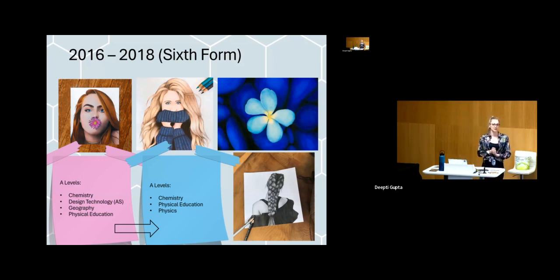Basically, what happened was I did not know what I wanted to do with my life coming out of secondary school. And so I thought, let's just pick A-levels I'm going to be maybe okay at. So that's why I ended up with chemistry, DT, geography, and PE. At the end of my first year of A-levels, I quickly realized that chemistry was what I wanted to do with my life.